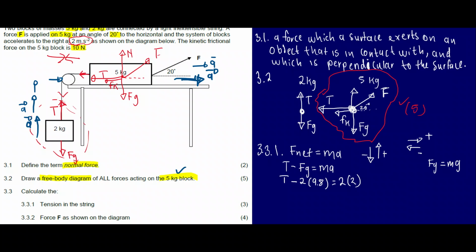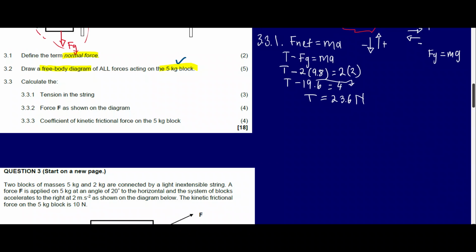Now let's quickly punch that into our calculator. 2 times 9.8 gives you 19.6. So T minus 19.6 equals 4. Then we simply transpose this value to that side. The tension value is going to be 4 plus 19.6, which gives us 23.6 newtons. I hope you understand there, and I think we can go to the second question of the calculations, 3.3.2.